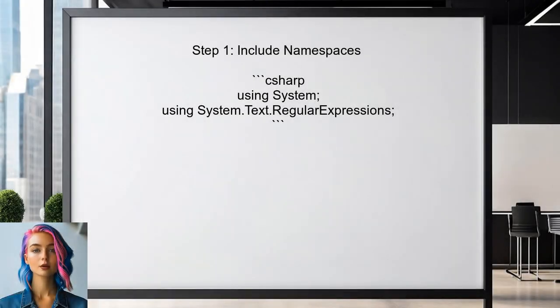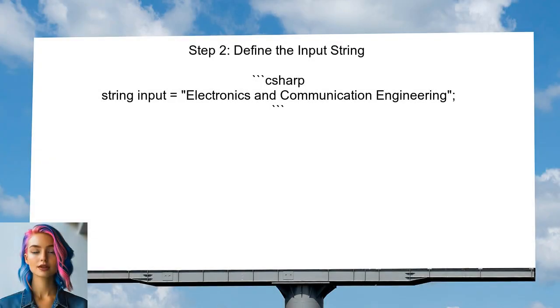To find all capital letters in a string using C#, the user should start by including the necessary namespaces. This will allow access to regular expressions. Next, the user should define the input string. In this case, the string is electronics and communication engineering.